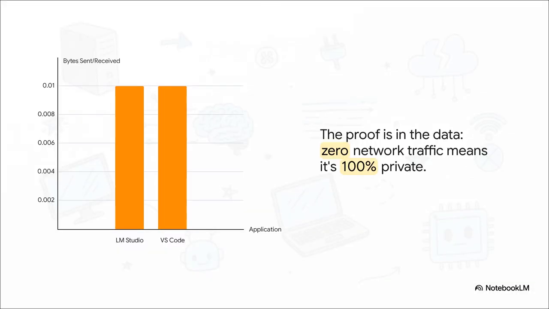And if you were to check your task manager during this whole thing, well, the proof is right there in the pudding. Your CPU is humming along, RAM is being used, but your network activity for both VS Code and LM Studio is flat at 0. Absolutely nothing is leaving your machine. It is 100% private and 100% offline.